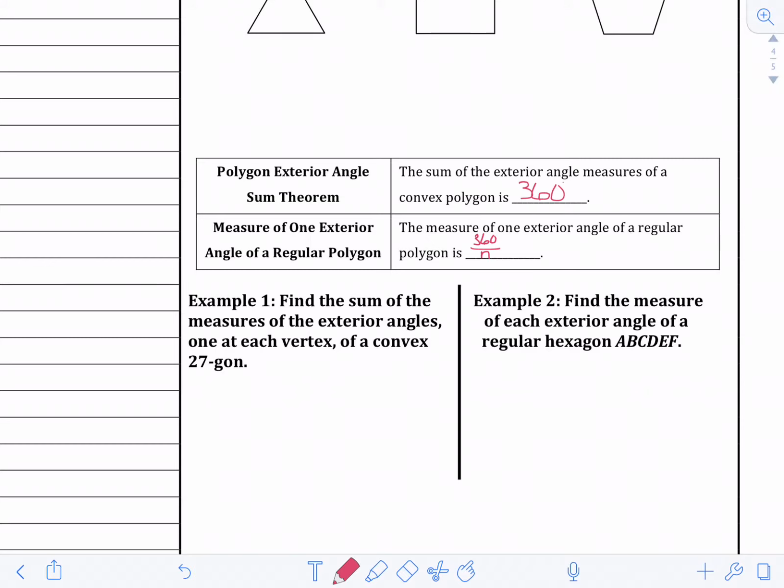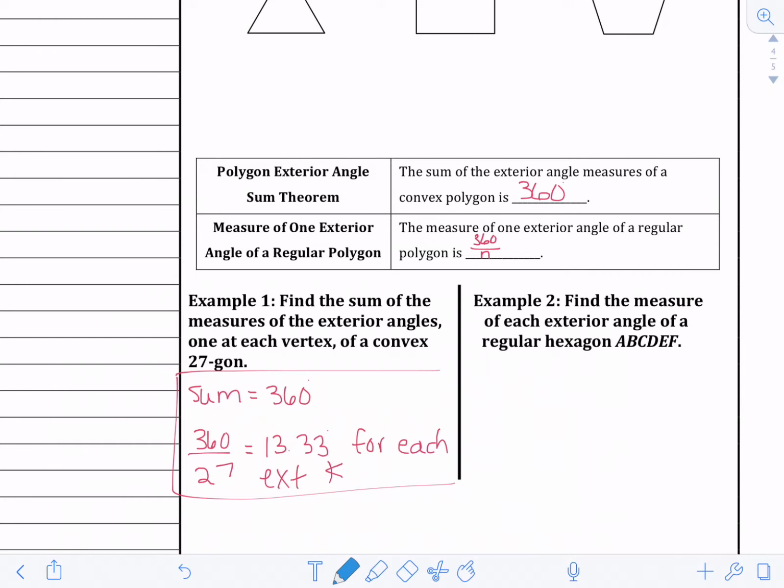So first one says find the sum of the measures of the exterior angles, one at each vertex of the convex 27-gon. So first to find the sum, I know the sum will always be 360 degrees. And then to find each, you do 360 divided by 27. So you'll get 13.33 degrees for each exterior angle. So both these would be your answer.